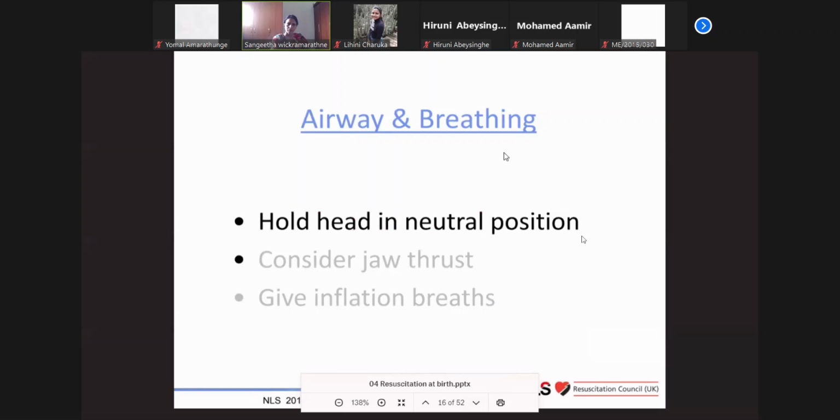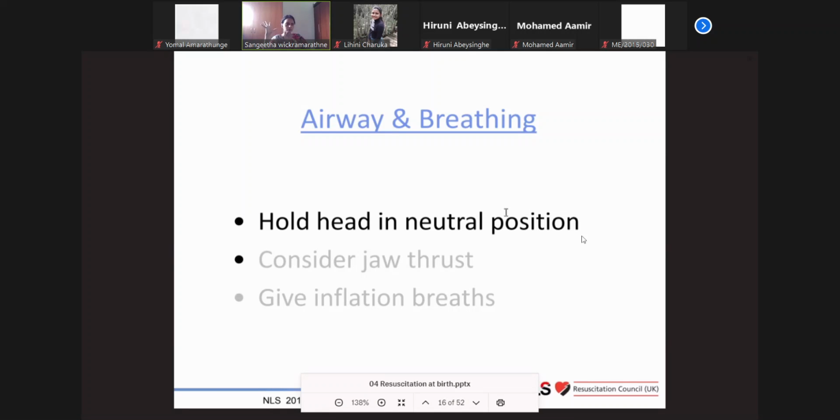So, airway and breathing, we are going to discuss a few maneuvers here. I told you there is a thing called the neutral position, which will keep the jaw up and the tongue dragged away from the airway. The commonest cause of airway obstruction is the tongue falling back due to loss of pharyngeal tone. Now you want to take the tongue out. That's why we recommend the neutral position for newborns.